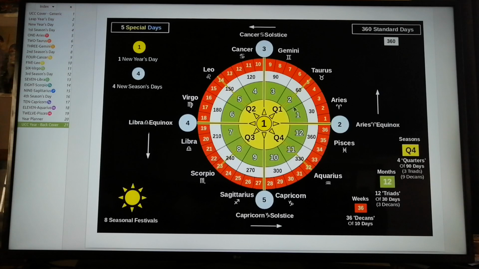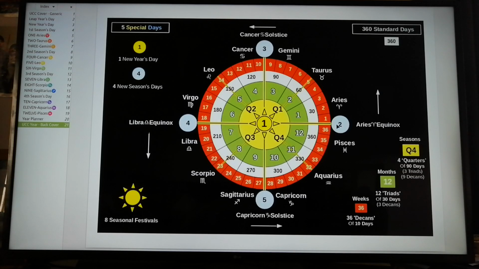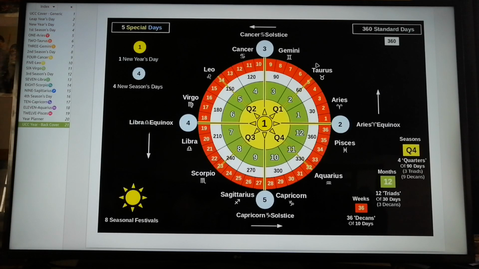So each of these green months is 30 days, okay? So the calendar is divided into 4 quarters, you can see here, based on the divisions of the year made by the equinoxes and the solstices. Okay, so we have 4 quarter seasons. In the northern hemisphere, this is spring, this is summer, this is autumn, this is winter. And it's the opposite for the southern hemisphere. But wherever you are on the planet, the zodiac works the same way, okay?